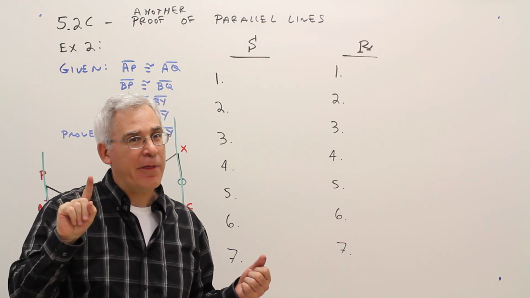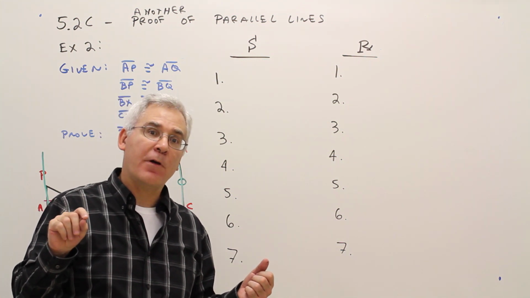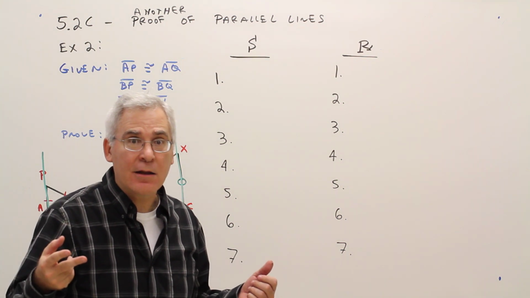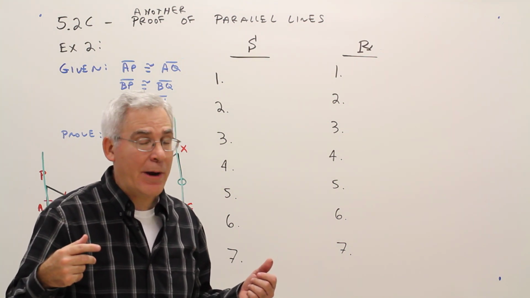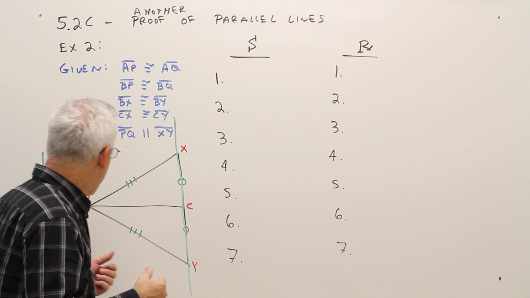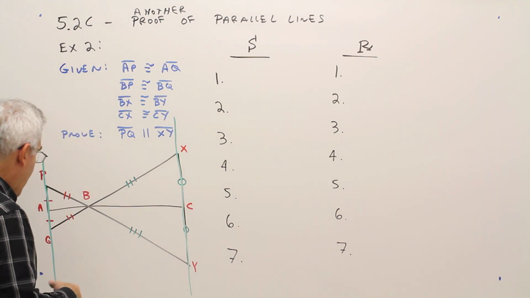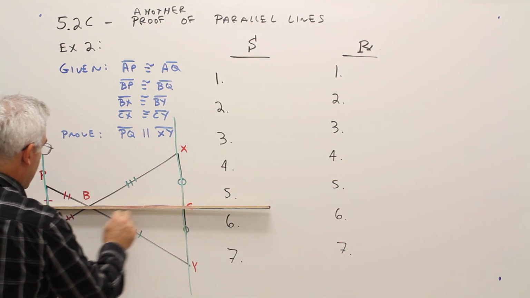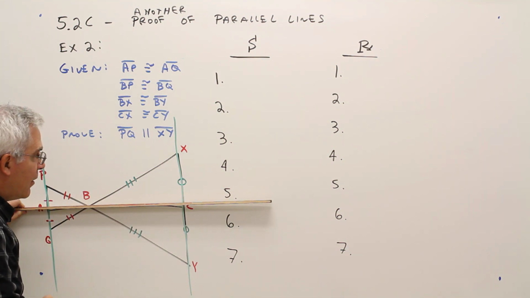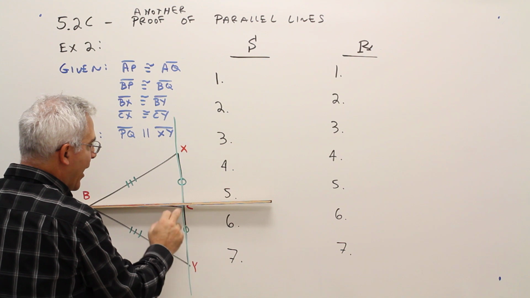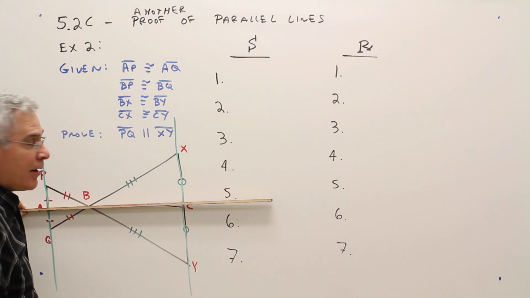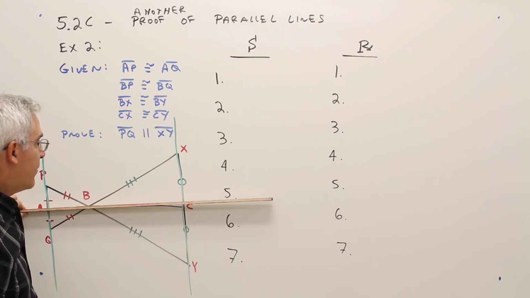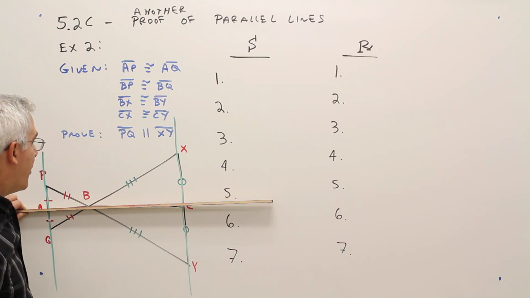That one oddball theorem said if two lines are both perpendicular to a third line, then those two lines are parallel to each other. So if I could somehow get PQ to be perpendicular to this line and XY to be perpendicular to this line, then I know that these two lines will be parallel to each other. Okay, so that's the route I'm going to go.